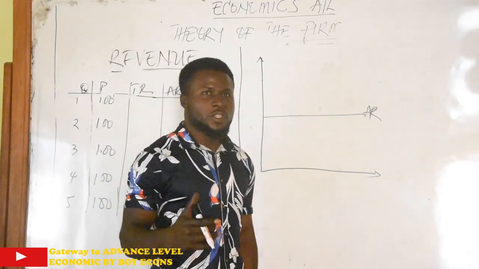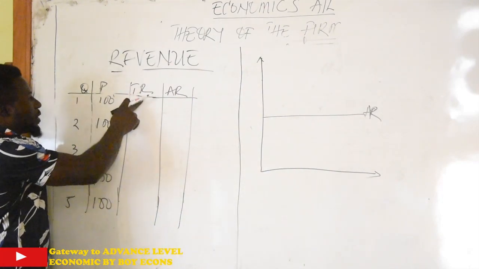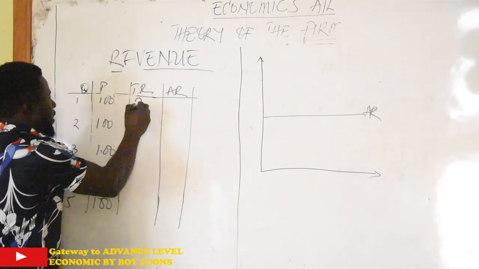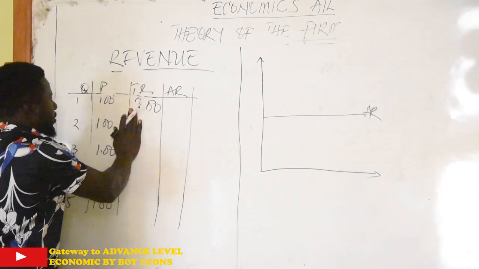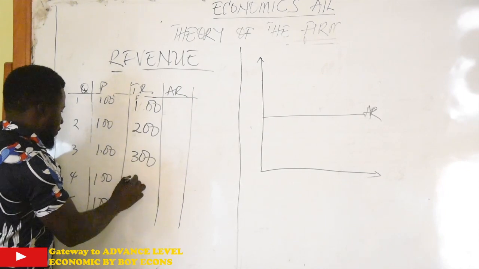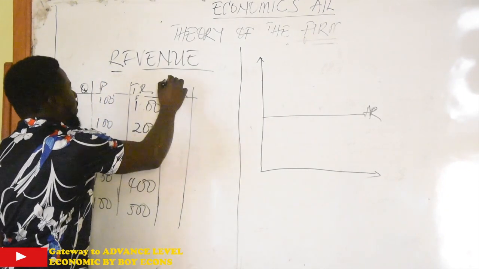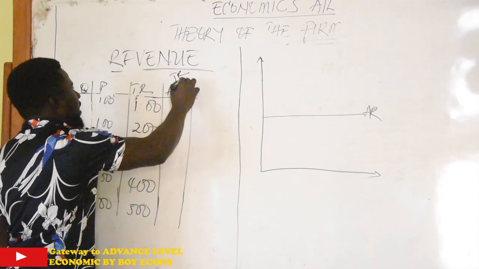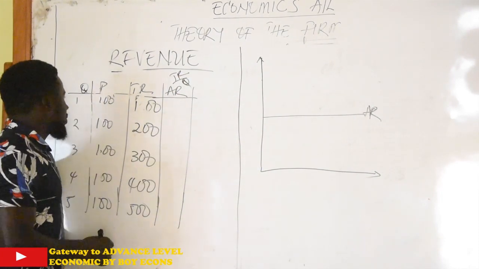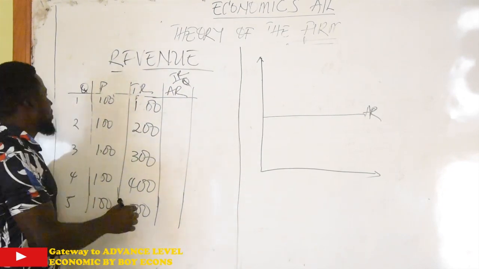output is changing. So how do we get average revenue here? We got total revenue by multiplying this with this. We have 100, 200, 300, 400, and 500. So our average revenue, as we said, is total revenue divided by output. So we get total revenue of 100 divided by output of 1.